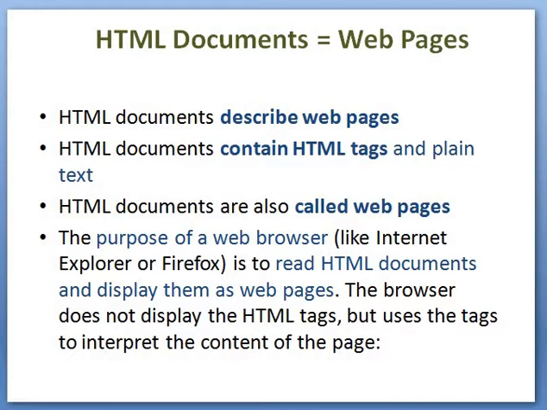HTML documents are equal to web pages. HTML documents are the same as web pages. HTML documents include HTML tags and plain text. The browser is able to read HTML documents and display them as web pages. The browser interprets the HTML tags and only displays the content or plain text based on the HTML tag style specified.